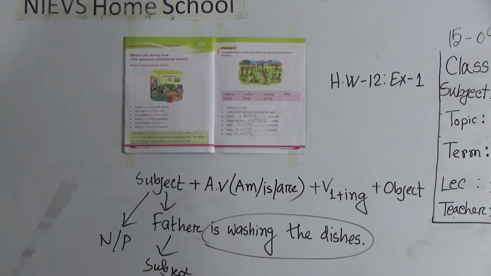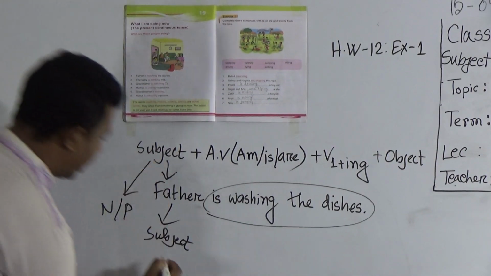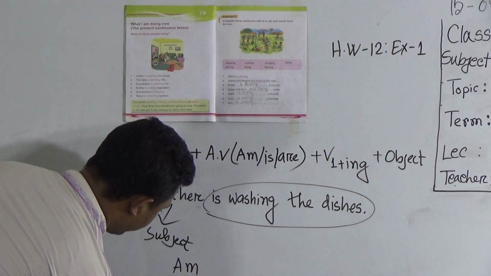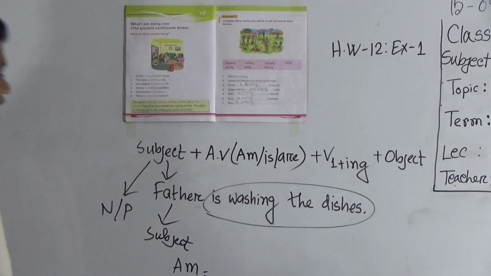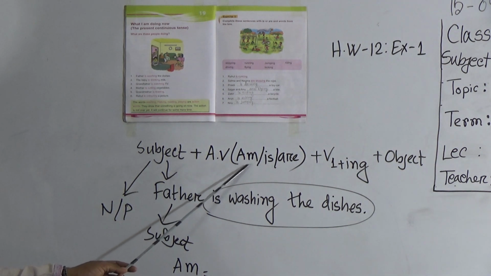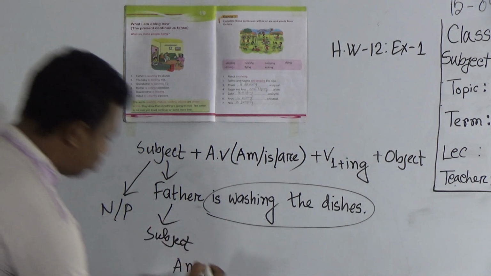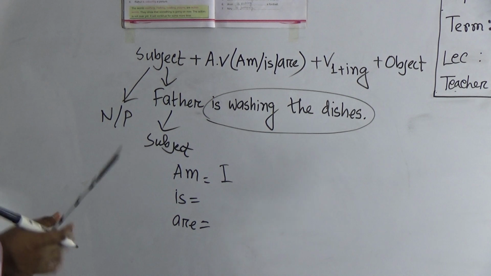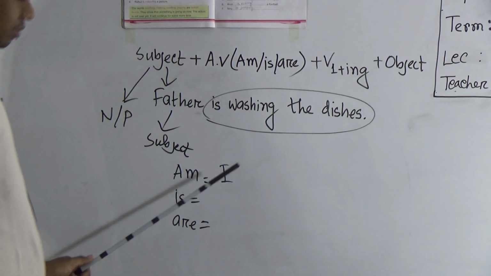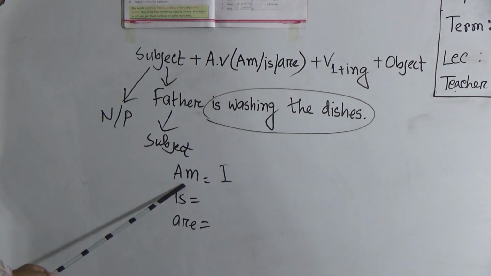Okay, so after writing father, then our duty would be to write the auxiliary verb. Auxiliary verbs are am, is, are. So a question may arise to you that where you will use am, where you will use is or are. This one's for the case of I. That means when the subject is I, in every case we have to use am. It's fixed.